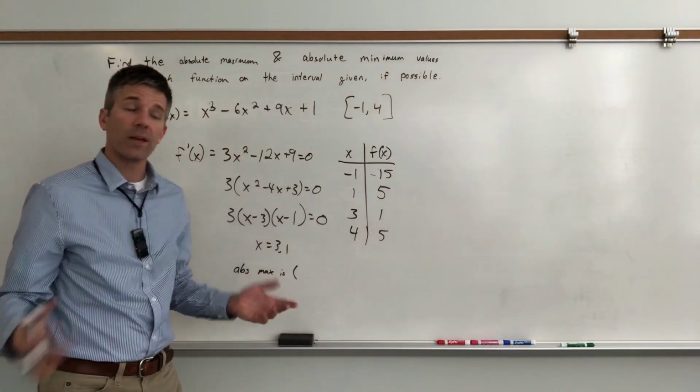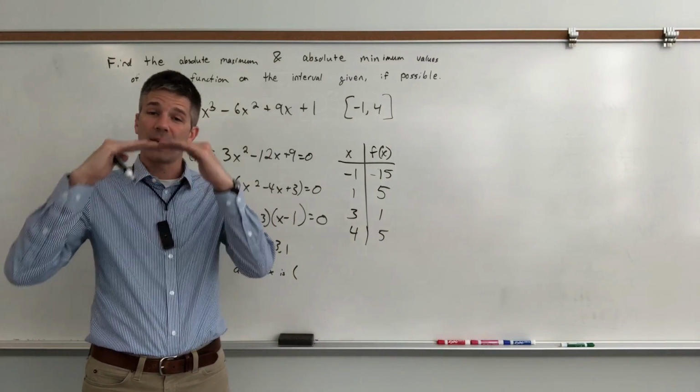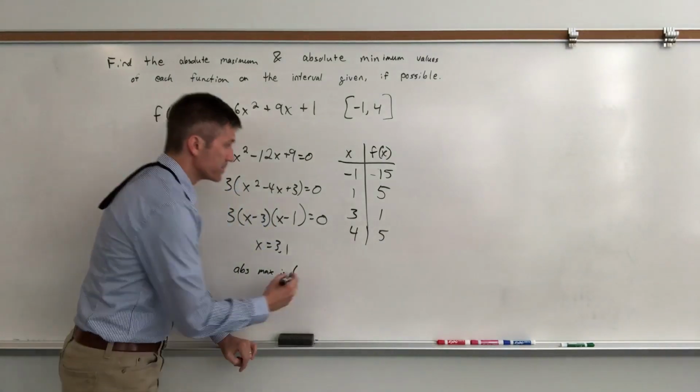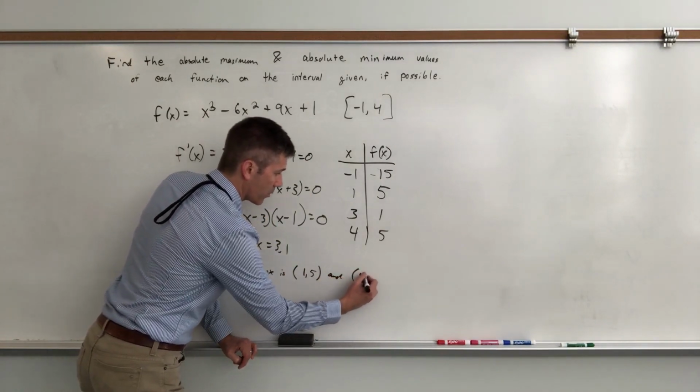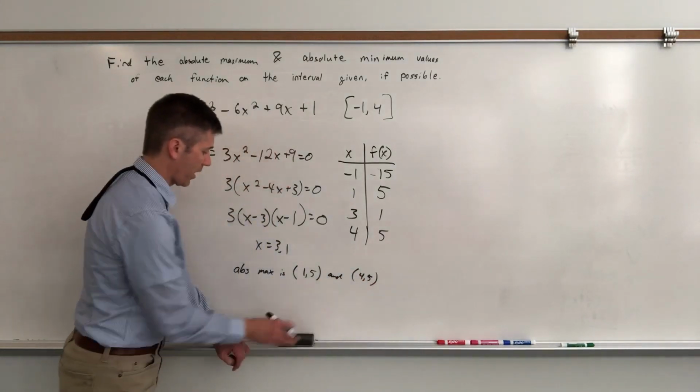Put them both. It's okay. You can have more than one absolute maximum. They are equal in height. So 1, 5 and 4, 5, which at this point means we're correct, but we have bad grammar.